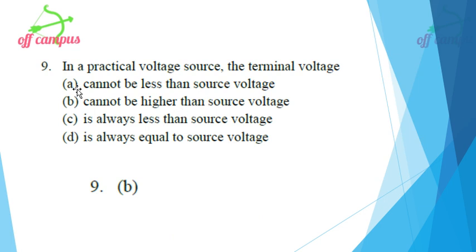Then question number 9, in a practical voltage source, the terminal voltage will be how? In case of practical voltage source: cannot be less than source voltage, cannot be higher than source voltage, is always less than source voltage, is always equal to source voltage. Option B is the right option. Which one? Cannot be higher than source voltage. In practical voltage source, the terminal voltage cannot be higher than source voltage.